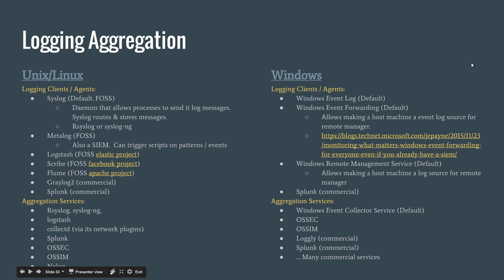Aggregation services for Windows include the default Windows Event Collector service, as well as OSSec, OSSIM, and commercial services like Loggly and Splunk. And there are many others. Many of the commercial services, it should be noted, have a free version that handles a limited number of reports or feed sources, which may work for smaller organizations.